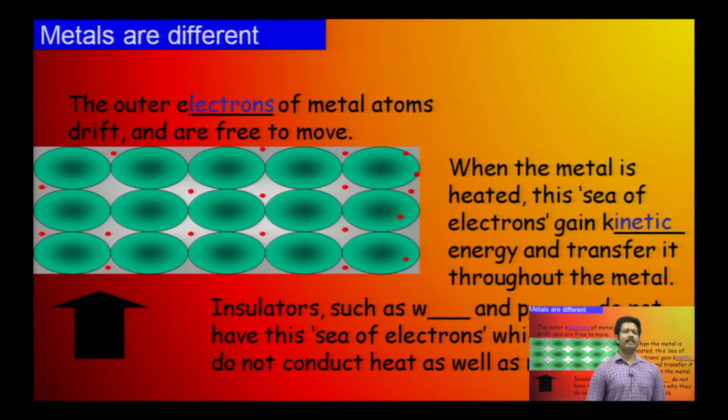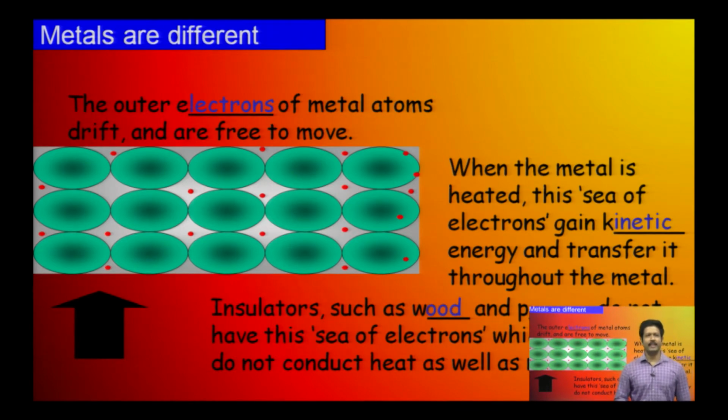Now when the metal is heated, the sea of electrons gains kinetic energy. The kinetic energy is due to the quanta of heat being received by those electrons which are bouncing from point A to point B, and they transfer it throughout the metal, as I have already shown you.